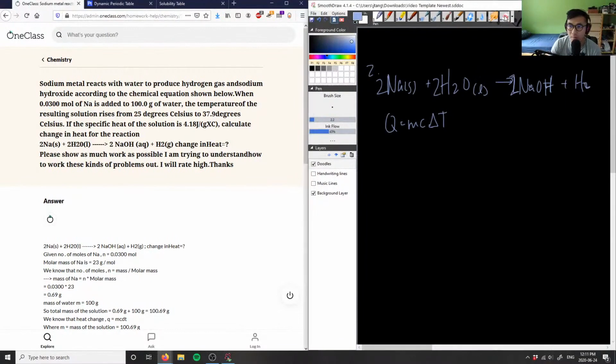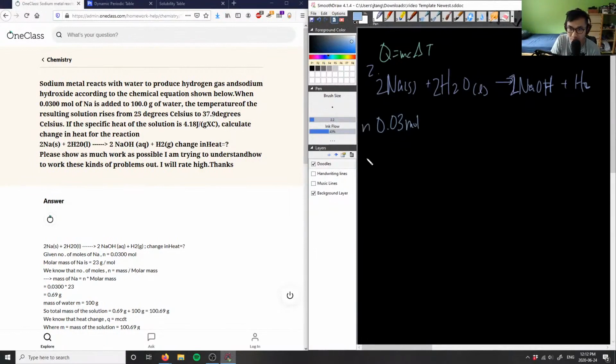So we want to figure out what the mass of sodium is here. Let me just erase this. We'll come back to this equation, but we're going to have to do some stoichiometry first. So this is Q equals mc delta T. What we're going to do first is we're given our moles of sodium, 0.03 moles of Na, and we want to figure out the mass of our sodium. Because we're already given the mass of our water, we want to figure out the mass of sodium, because in our reaction it's going to be the total mass of both of those. So we're going to have to do some stoichiometry.